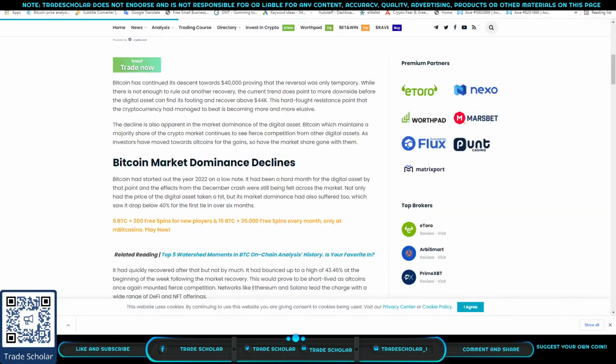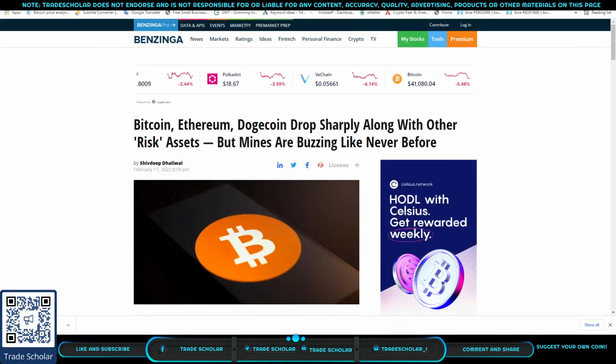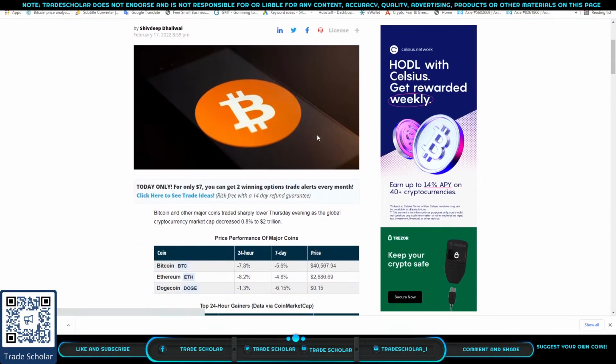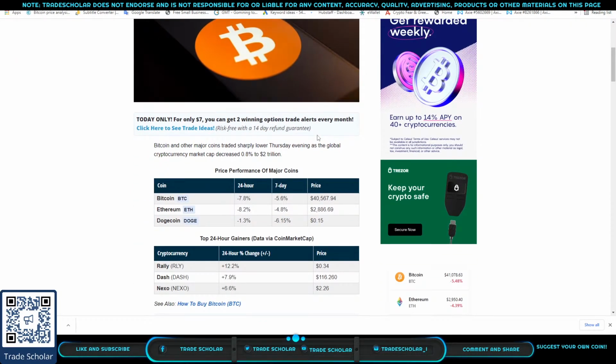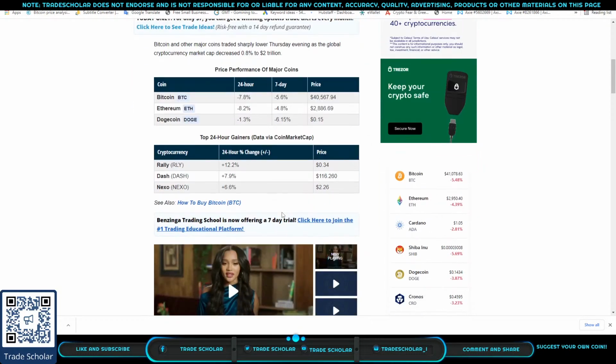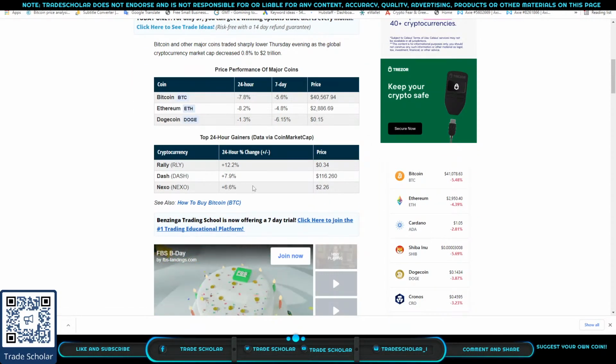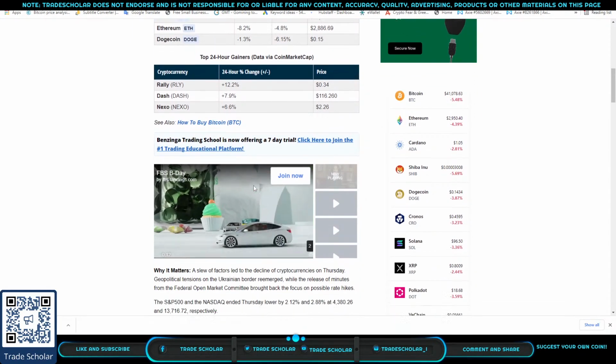We're still in the news, so let's not go into details for now. Bitcoin, Ethereum, Doge dropped sharply along with other risk assets, but meme coins are buzzing like never before. So all are negative. The positive is RLY, Dash and NXO. Interesting, right?